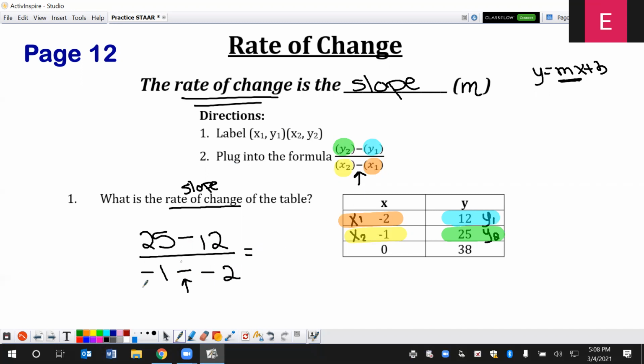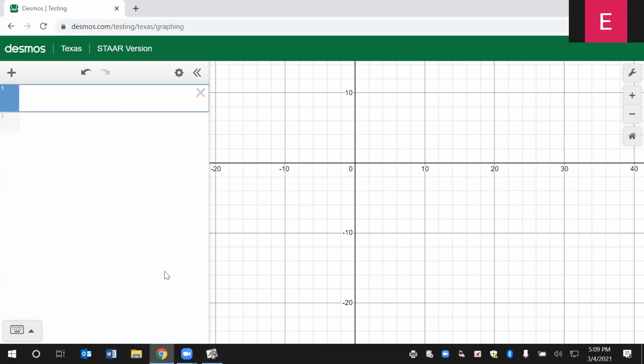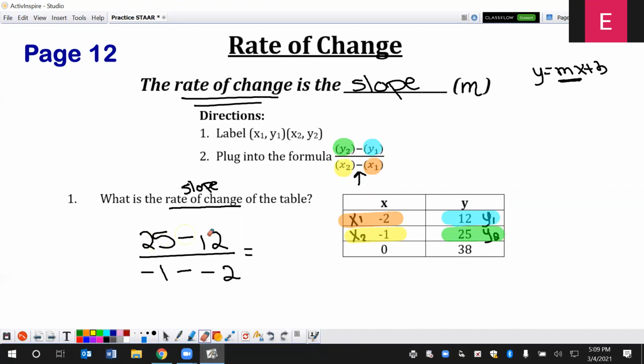So once you have this, you can already type it straight into decimals and it will give you the answer for the slope. So we're going to type this in decimals, just like I have it right here on my screen. So first, I'm going to set up my fraction in decimals by typing the division symbol. And now I can type my numbers that I have on top, 25 minus 12.